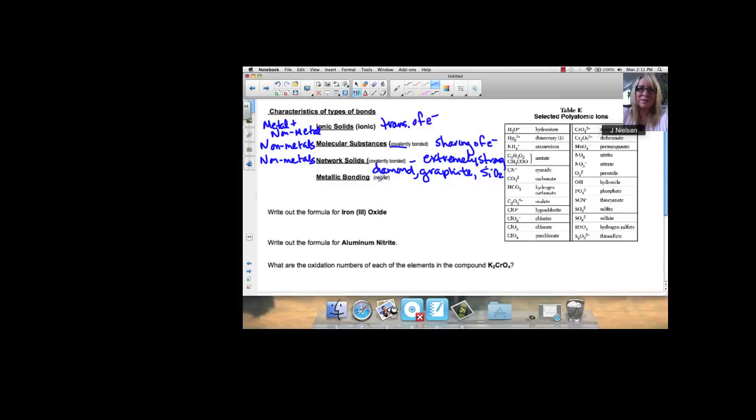Metallic bonding is neither. This is just with metal atoms only, and they are surrounded by, I like to use the word, a sea of mobile electrons.